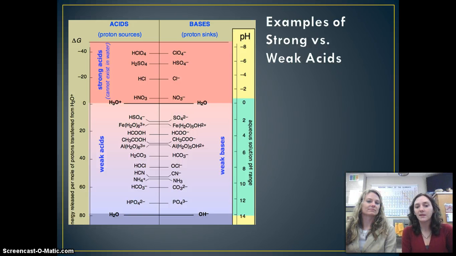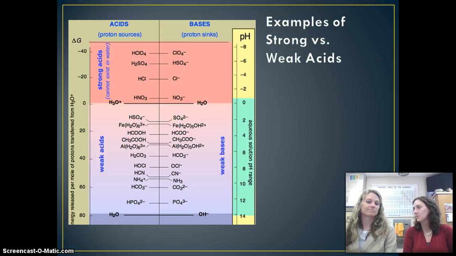Some strong acids versus weak acids. We will talk about the pH scale in the next section. However, look at the top here, you've got some strong acids, in the deeper red color. What would that first one be? Chloric acid, sulfuric acid, hydrochloric, nitric acid. The strong acids are ones that you've heard of: hydrochloric, sulfuric, nitric.